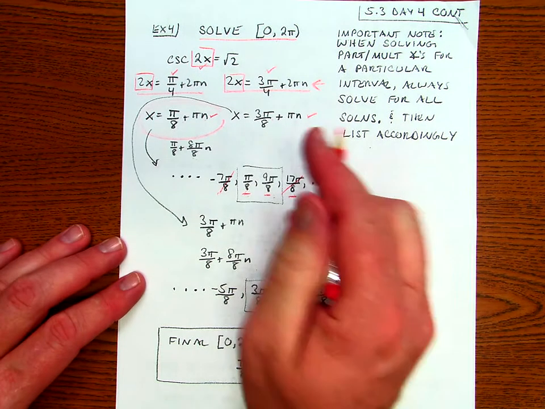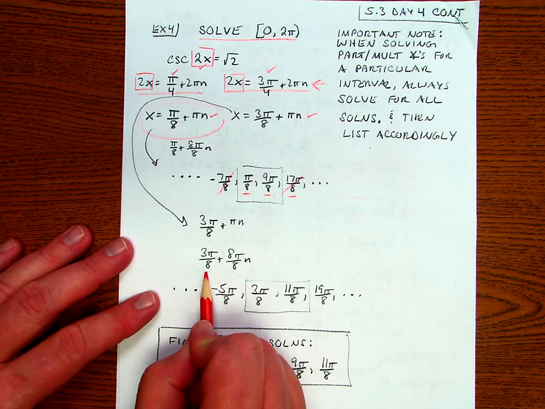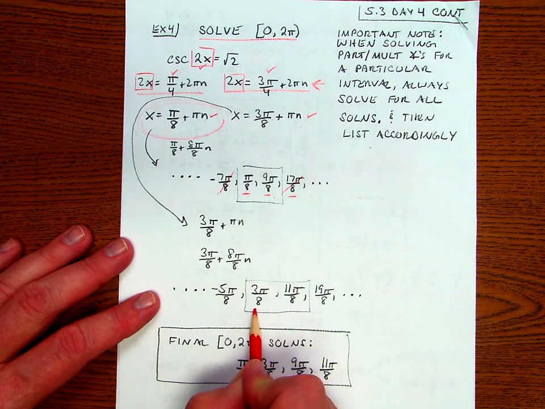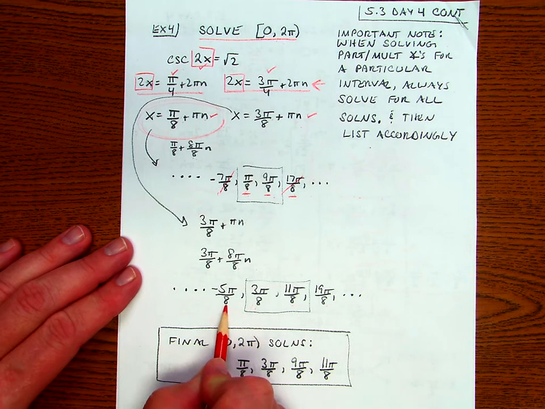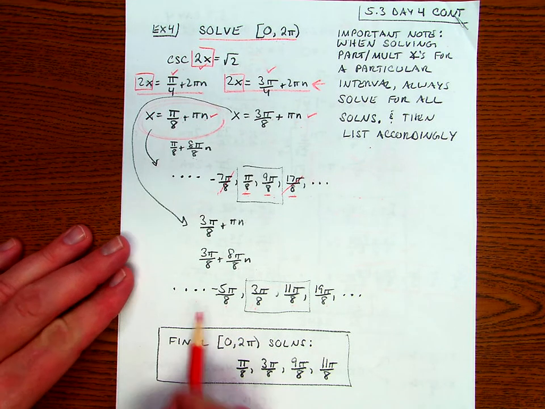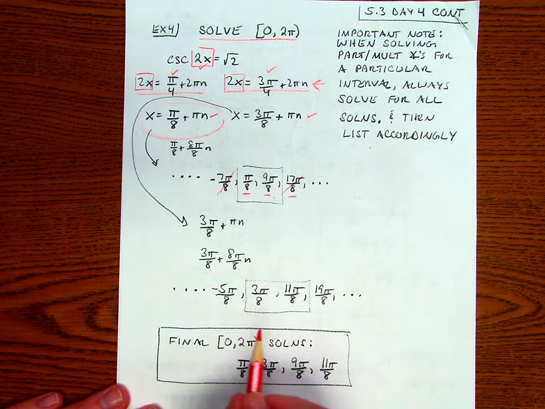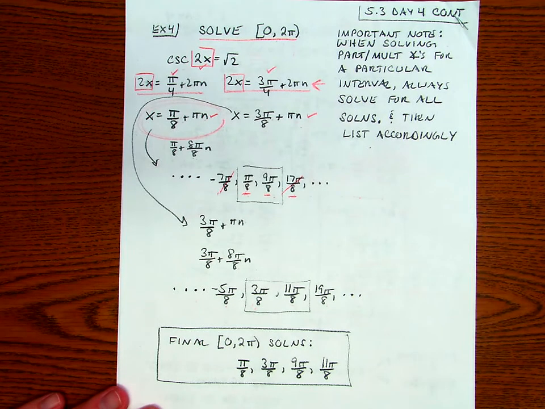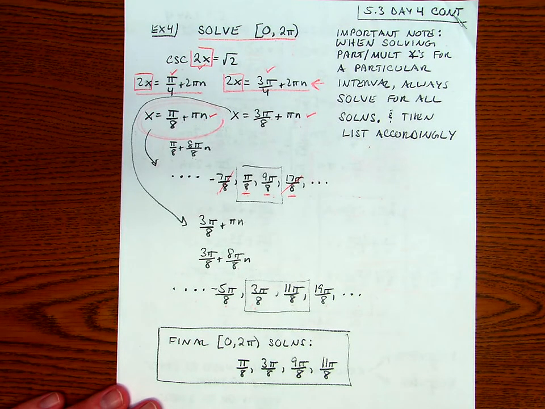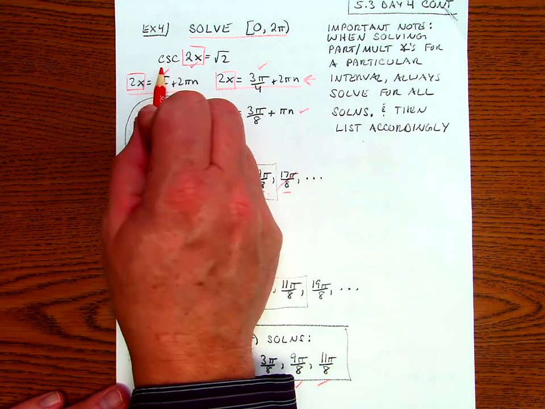Okay, now I'm going to do the same thing for this. 3 pi over 8 plus pi over 4n is the same thing as 3 pi over 8 plus 8 pi over 8. So starting at 3 pi over 8, add 8 pi over 8, add 8 pi over 8, subtract 8 pi over 8, and so on, until you identify what fits in the 0 to 2 pi interval. There are 2 numbers here, 3 pi over 8 and 11 pi over 8, that fit in the 0 to 2 pi interval. So our final answer for this problem is these 4 angles in the 0 to 2 pi interval that solve this equation.